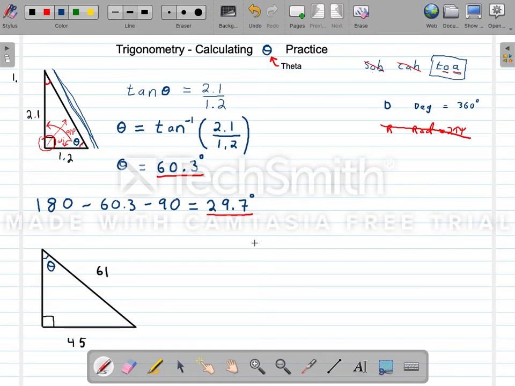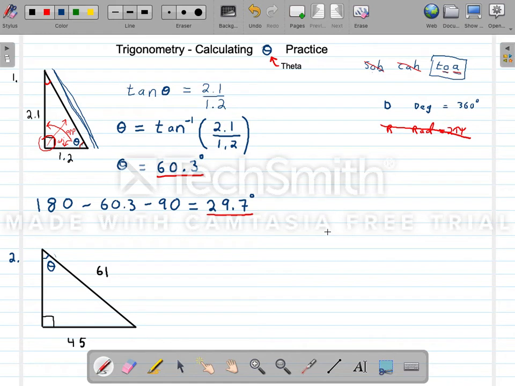I want to give you guys a few minutes to try to do this one over here. Let's call this one number 2. We again have a right angle triangle. One of the sides is 45. The other side is 61. Our theta is up here, and you're being asked to find what theta equals. So what is the angle that exists right here in this triangle? Take a second and see if you can figure it out.